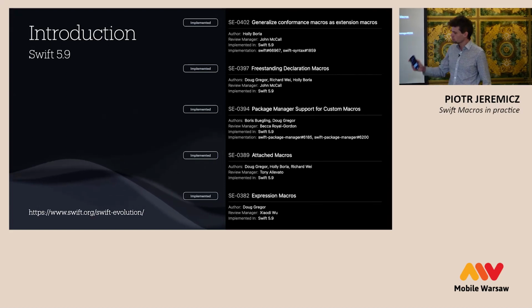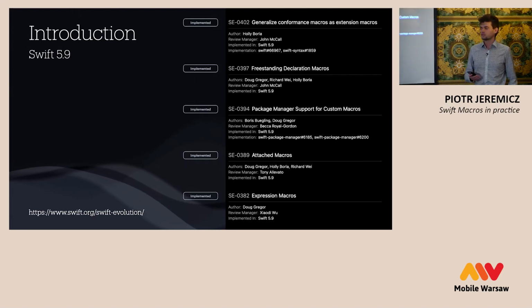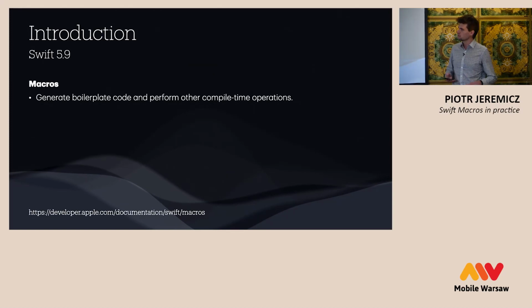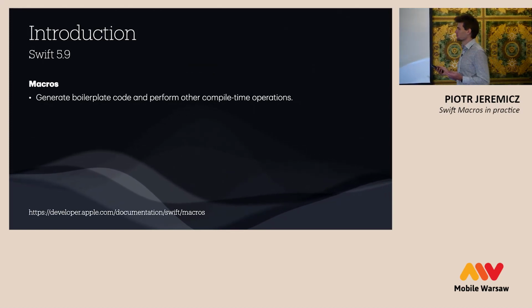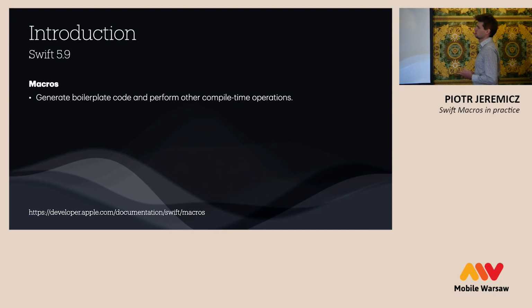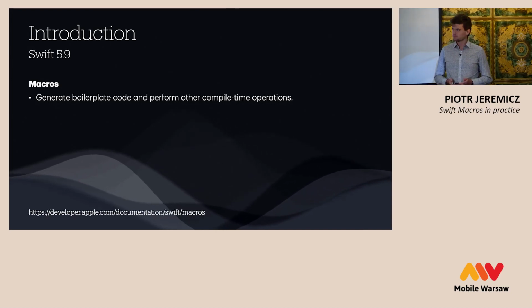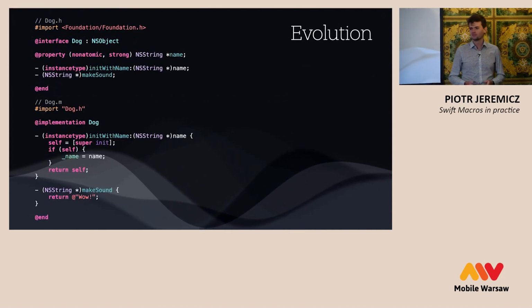It's really good to go to the Swift evolution to see what was the purpose of creating this tool that will be really useful in the future. So the main definition is that macros should generate boilerplate. So we would like to develop faster and easier. It should generate the boilerplate code and perform other compile time things. So with this amazing technology, we'll go back into the history.